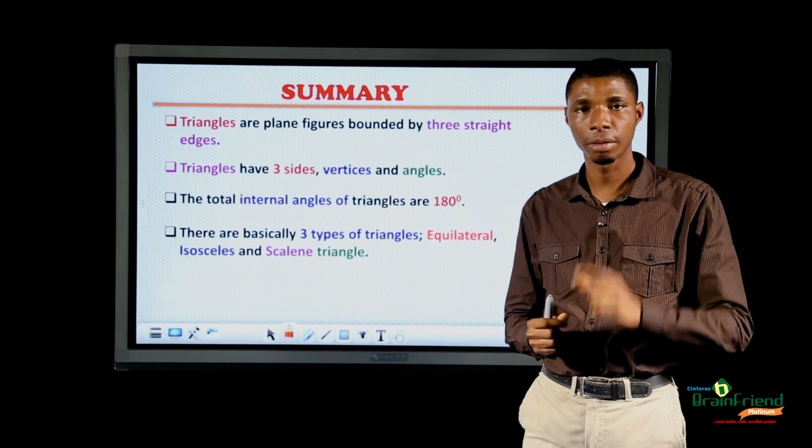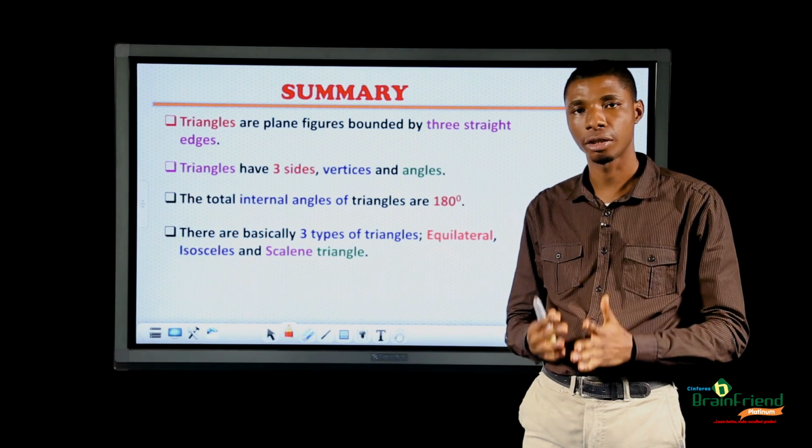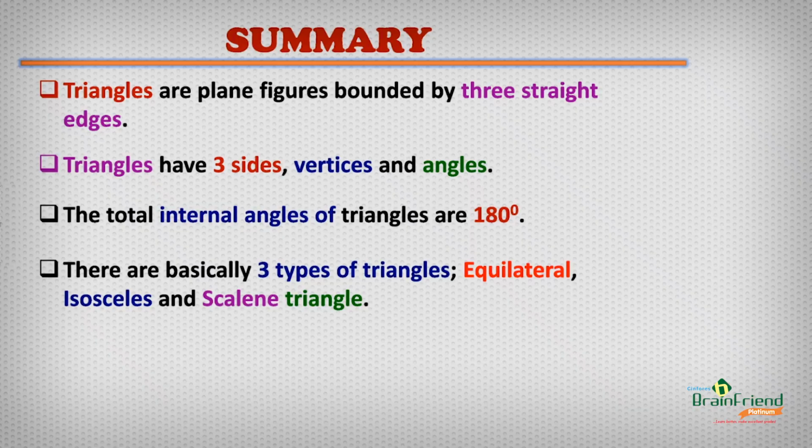This will be all for now, but before we go, let's take a quick summary of what we've learned so far. We learned that triangles are plane figures bounded by 3 straight edges. We also learned that triangles have 3 sides, vertices, and angles. Next, we learned that the total internal angles of triangles are 180 degrees. And lastly, we learned that there are basically 3 types of triangles. They are equilateral, isosceles, and scalene triangles.